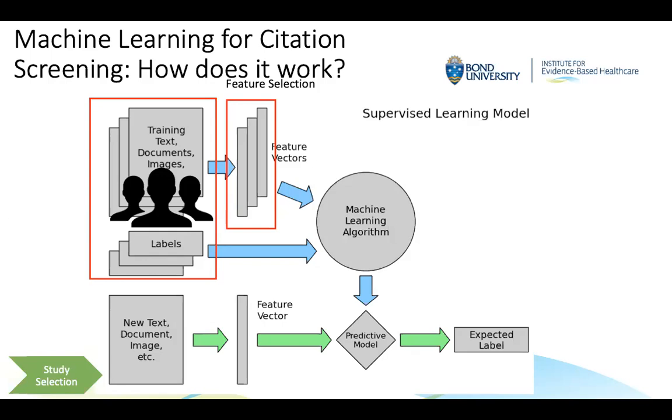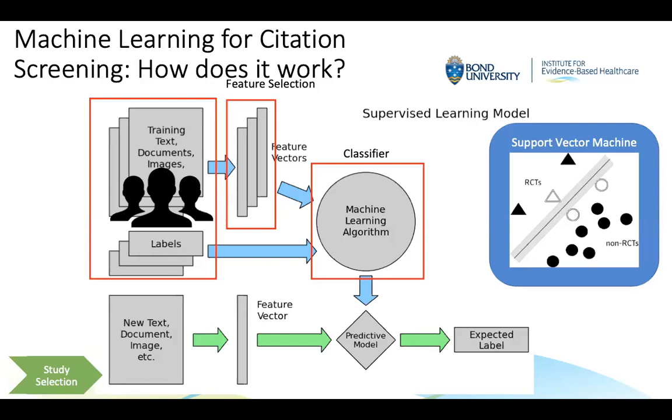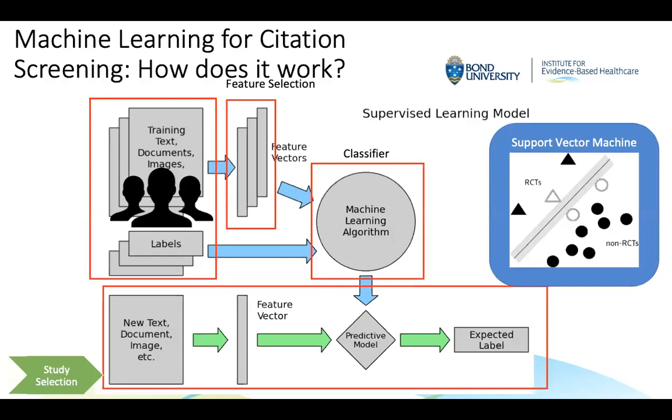And next, those feature vectors are used to train a machine learning algorithm along with the labels. So it associates the vectors with either an include or an exclude decision. The features from the documents help the algorithm decide whether an article is relevant or not. The most commonly used algorithm in citation screening or evidence synthesis is the support vector machine. And then it applies that algorithm that it's learned to new documents that it sees. They're really, really cool.